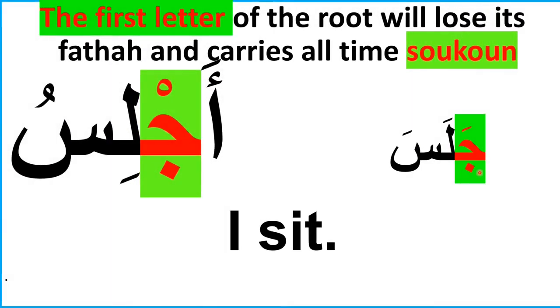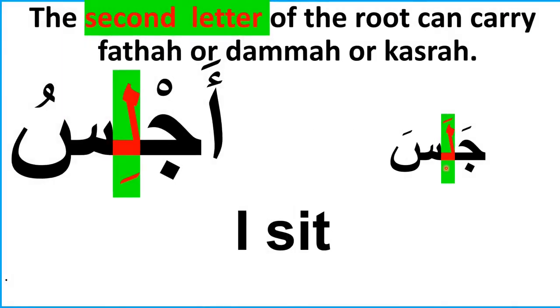The first letter of the root will lose its fatha and carries all the time a sukun. جلس, أجلس. The second letter of the root can carry a fatha, dhamma, or kasra. In our example, it carries kasra. جلس, أجلس.